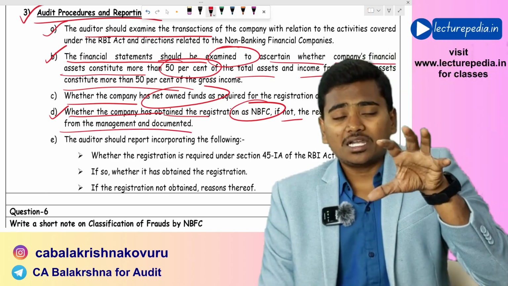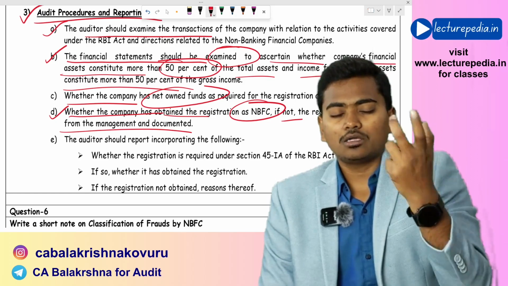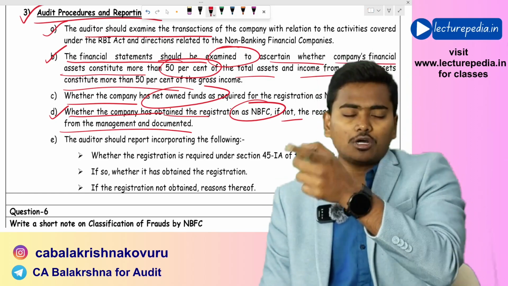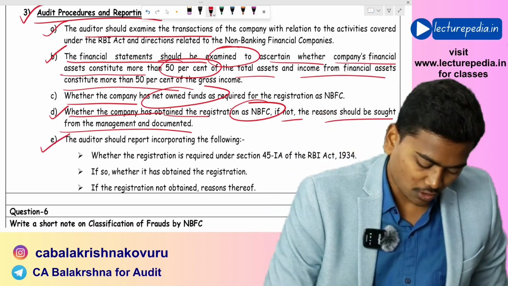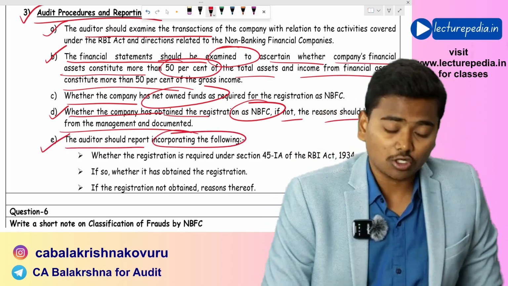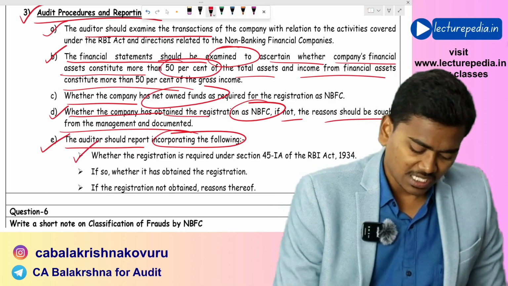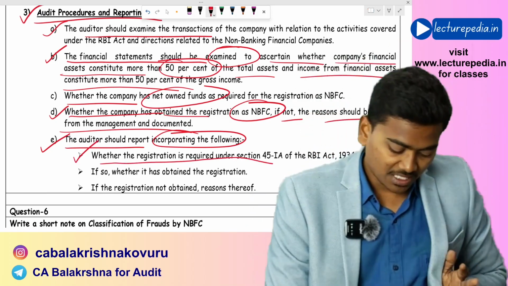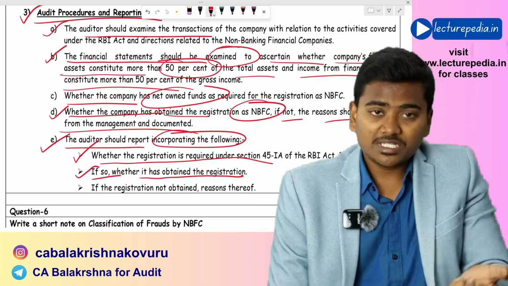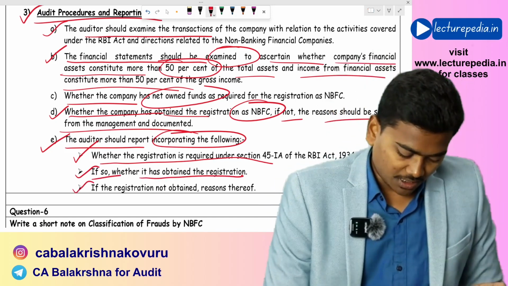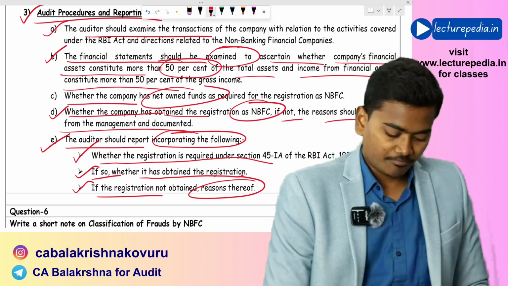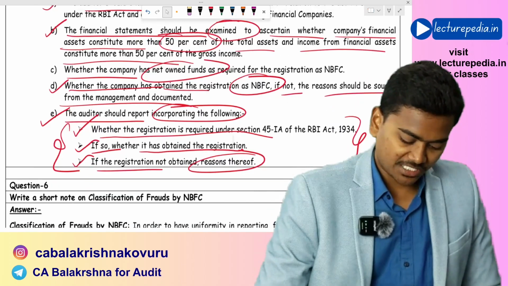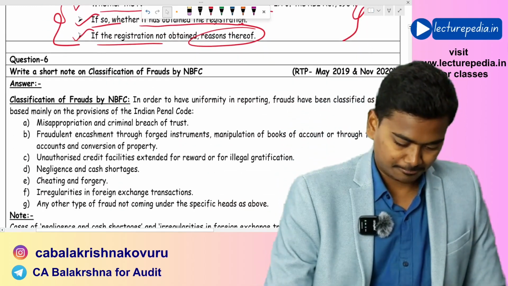Basically, in his reporting as per clause 16 of CARO 2020, the auditor needs to focus on these points. The auditor should report incorporating the following points. Whether registration is required under section 45-IA. If so, whether it has been obtained. If not obtained, what are the reasons? In this manner he needs to report. Next, question number 6.